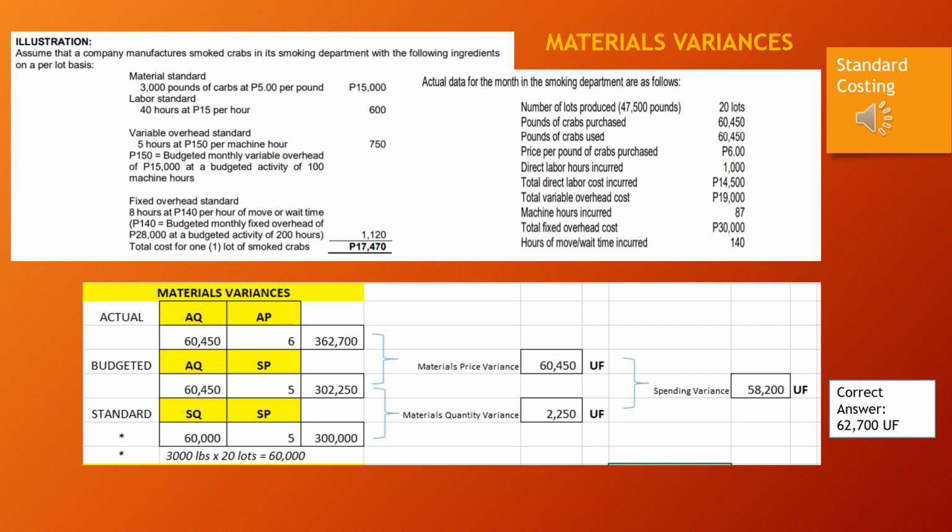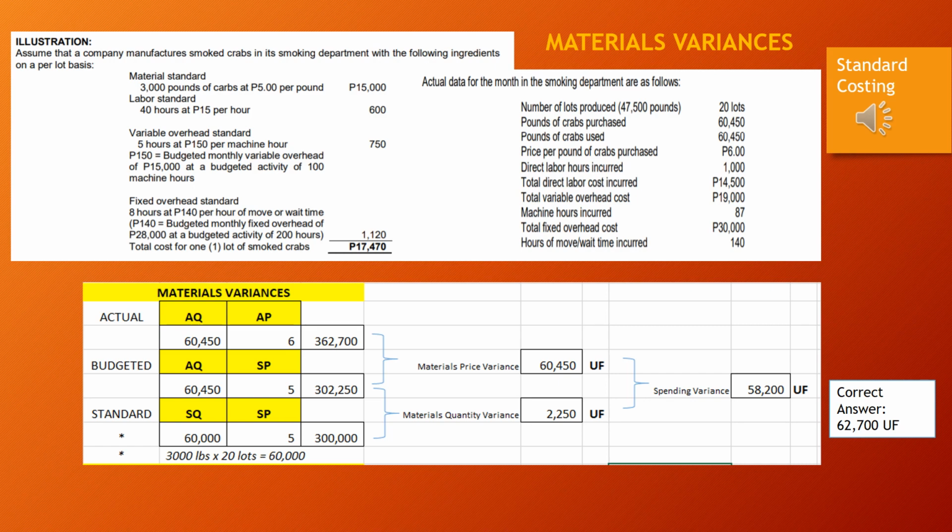Materials variance is composed of materials price and materials quantity variance. Now here, our actual is the actual quantity and actual price. For the budgeted, we are going to use actual quantity and the standard price. For the standard, we are going to use the standard quantity and the standard price.